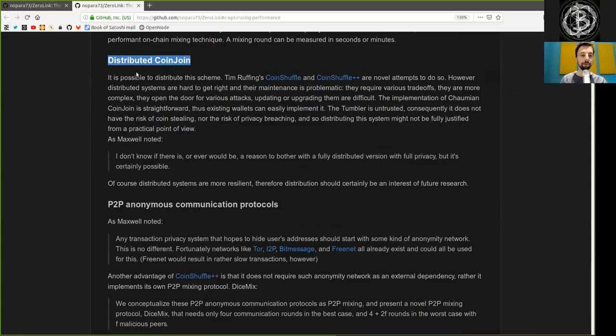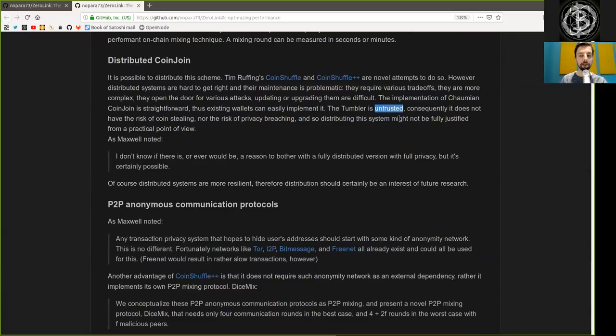Distributed CoinJoin. It is possible to distribute these schemes. Tim Ruffing's CoinShuffle and CoinShuffle++ are novel attempts to do so. However, distributed systems are hard to get right, and their maintenance is problematic. They require various trade-offs. They are more complex. They open the door for various attacks. Updating or upgrading them is difficult. The implementation of Chaumian CoinJoin is straightforward. Thus, existing wallets can easily implement it.